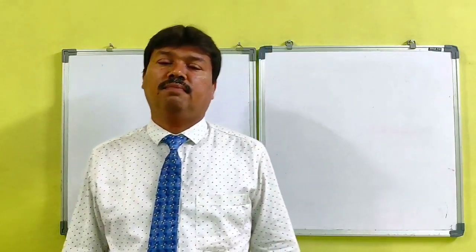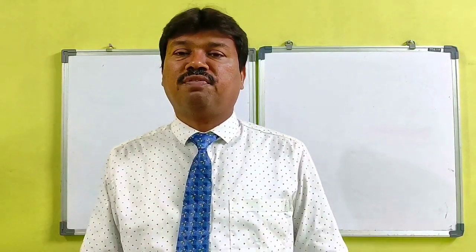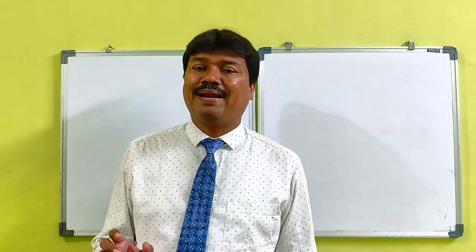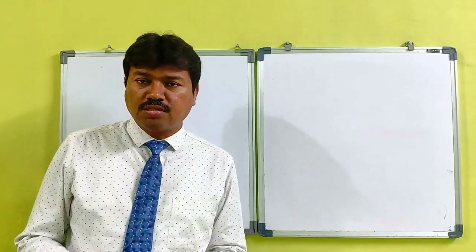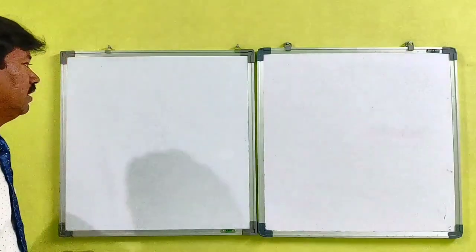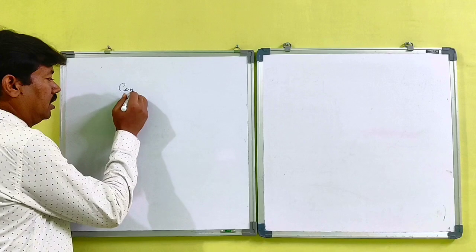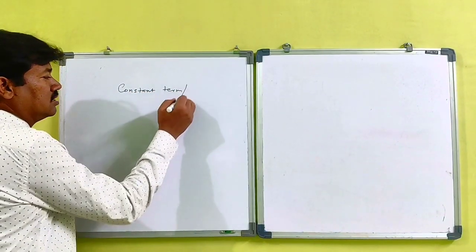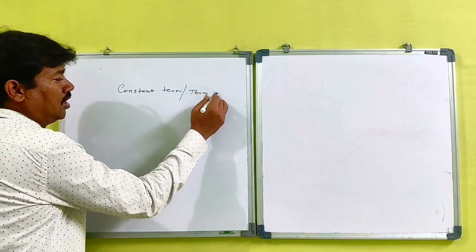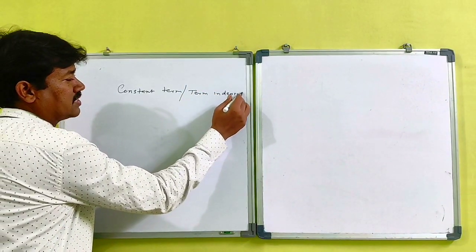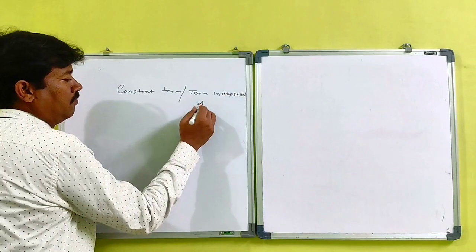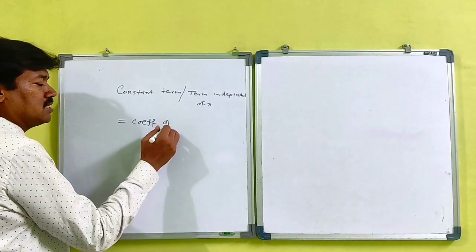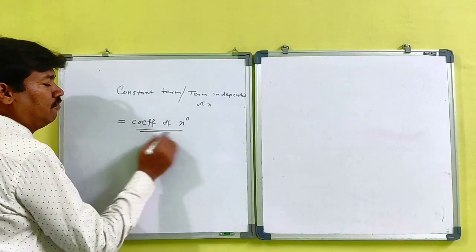Now, in the next part of this, we have to find the constant term, which is also called a term independent of x. So what is the meaning of this? Sometimes they ask you to find a constant term. That is also called a term independent of x. Basically, it is the same as the previous sum, that is a coefficient of what?